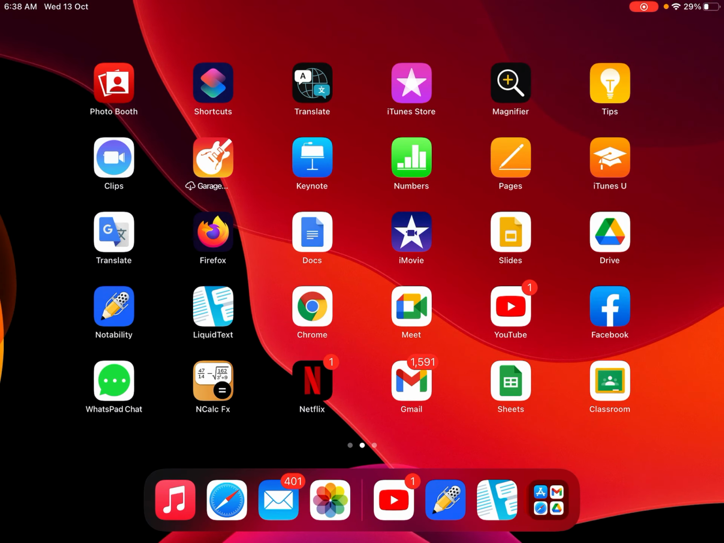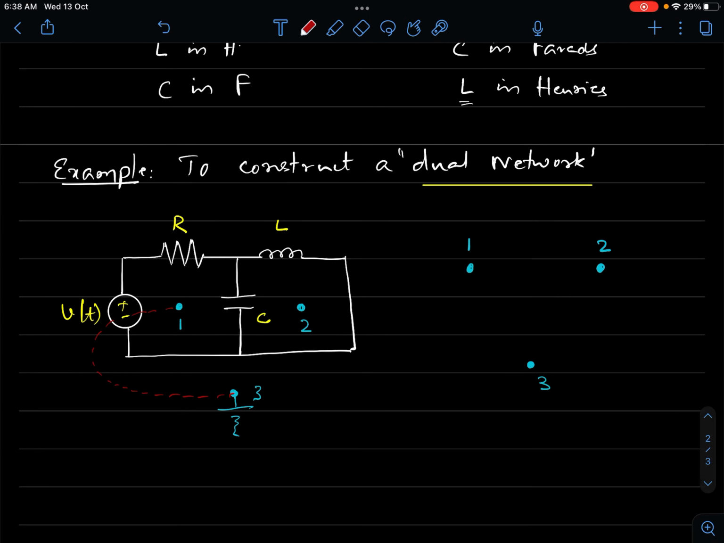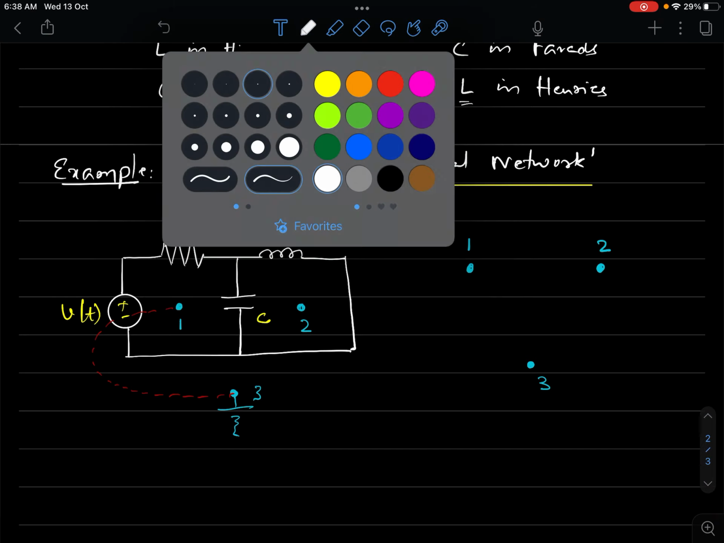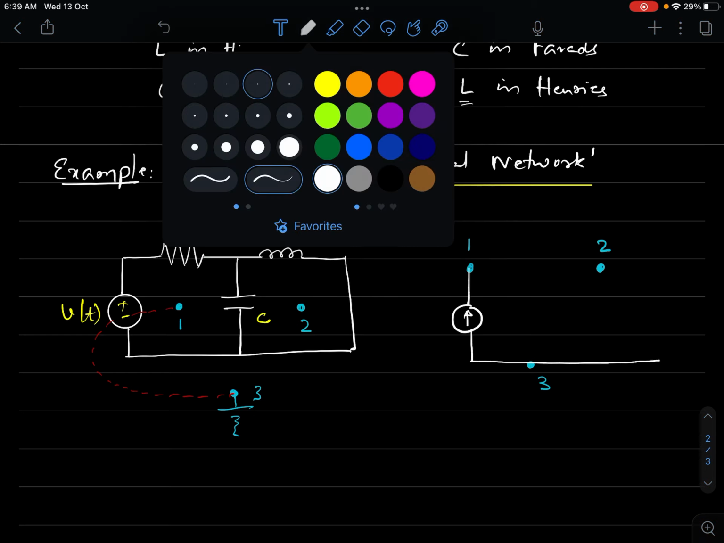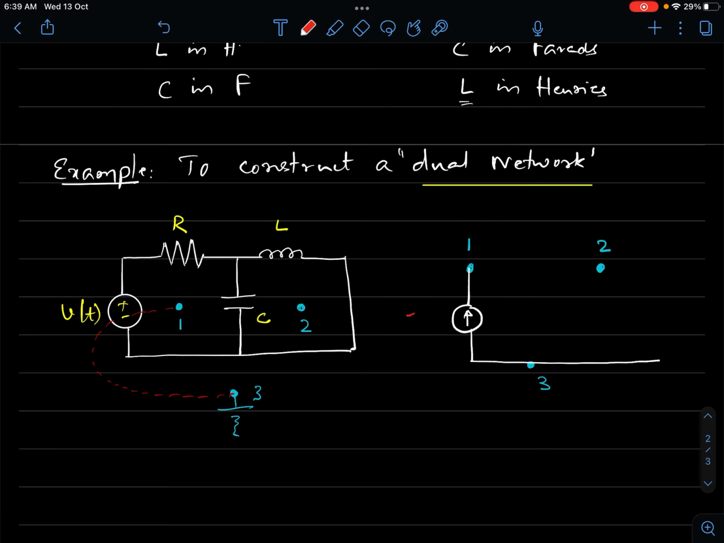Now from node 1 to node 3, I will put a current source. This node is node 3. This is my current source. I will put the arrow upwards because the positive sign is upwards. Now I will write this I of t. This is my dual element. So I am able to do that.